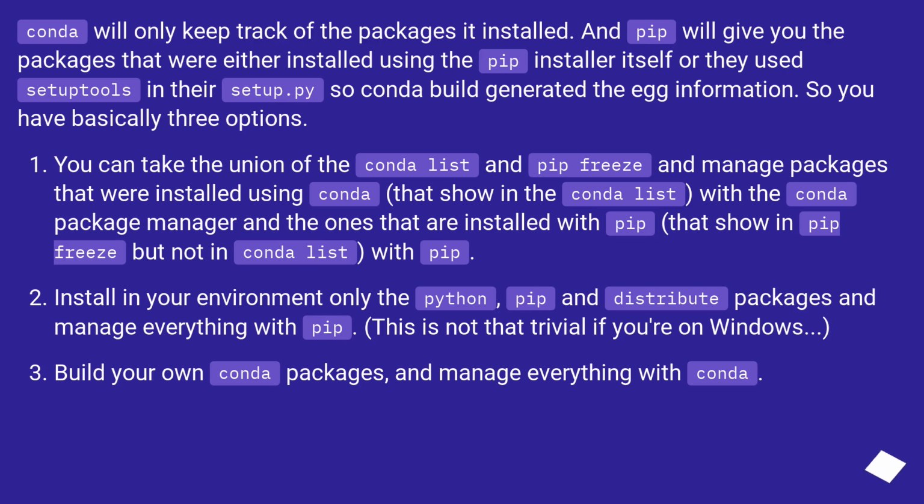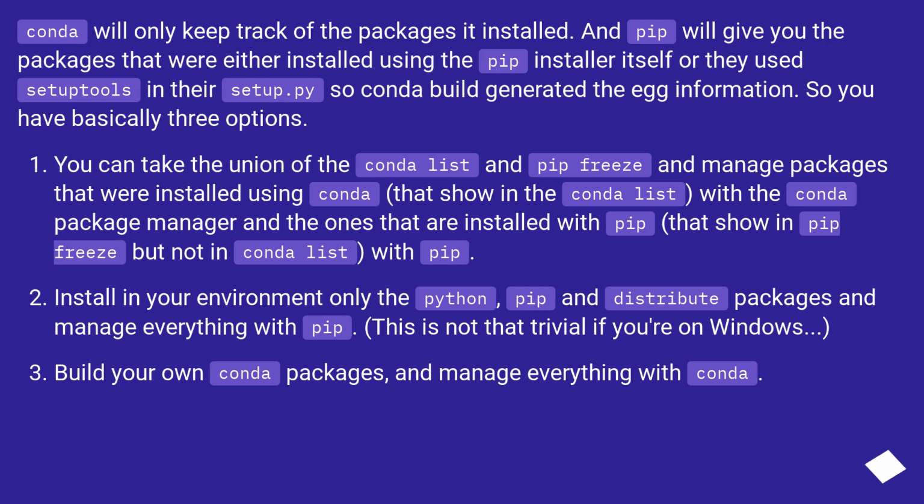Conda will only keep track of the packages it installed, and pip will give you the packages that were either installed using the pip installer itself or they use setuptools in their setup.py. So conda build generated the egg information. So you have basically three options.